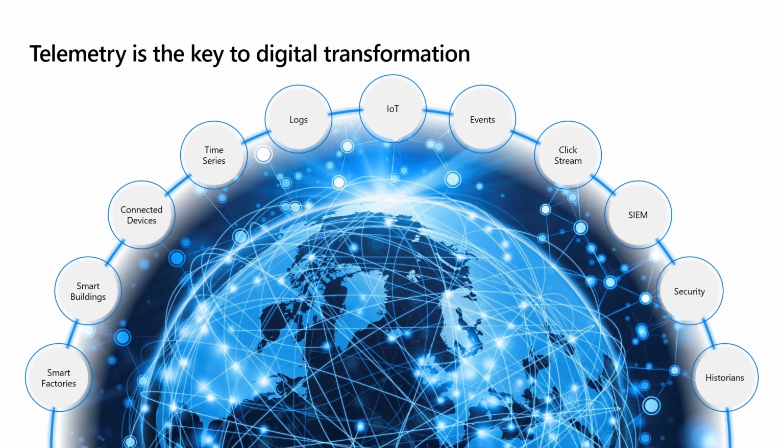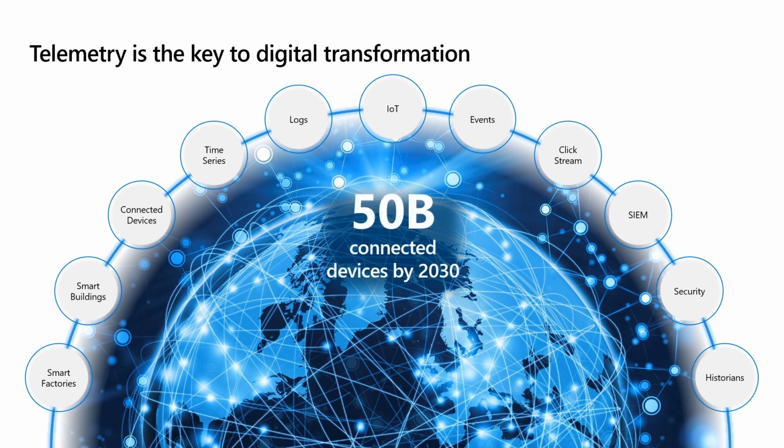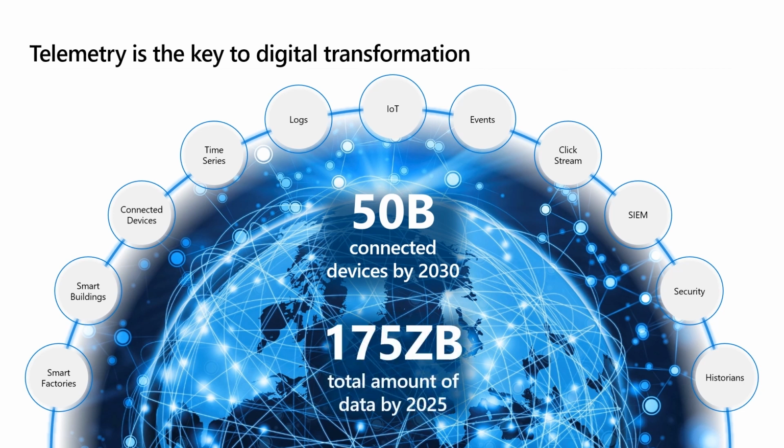Telemetry is the key to digital transformation. You have smart buildings data coming in, smart factories, connected devices. All of this data is making companies change how they look at their data-driven decisions today. We expect that by 2030, there are going to be 50 billion connected devices around us, emitting a significant amount of data that is going to change how digital transformation takes place.